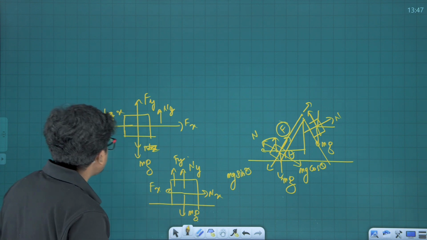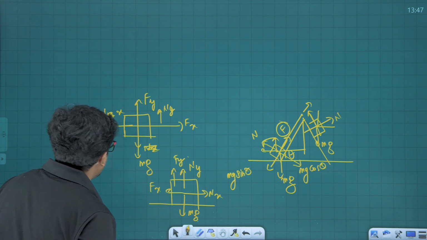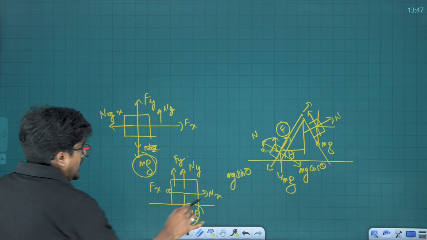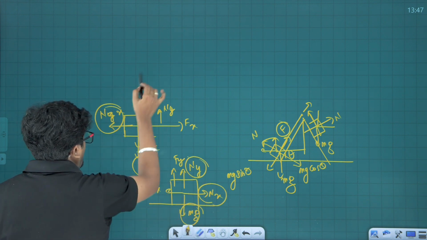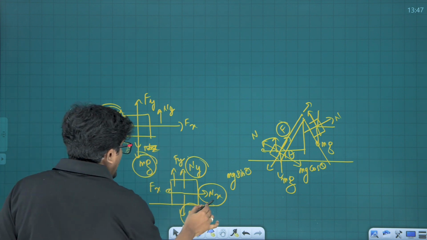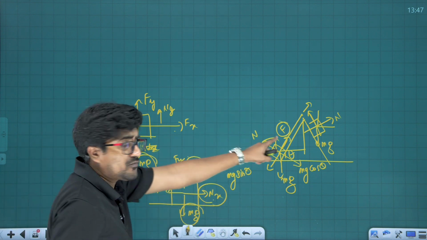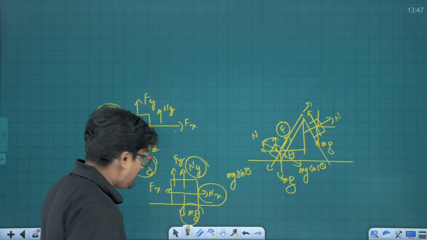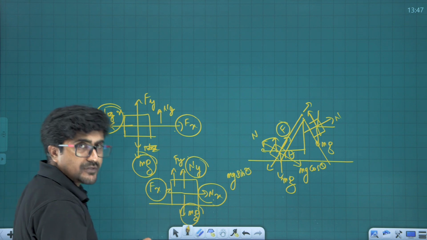Okay, but while comparing these two, what you can see over here is, see, mg is in the downward direction, mg is in the downward direction. N of x towards right, n of y upward. Here n of x towards left, n of y in the upward direction. So n of y and n of y is going to be the same thing only. N of x as well as n of x is going to be different, but just because of the inclination. And while looking onto the part of capital F, here f of x is towards right and here f of x is towards left.